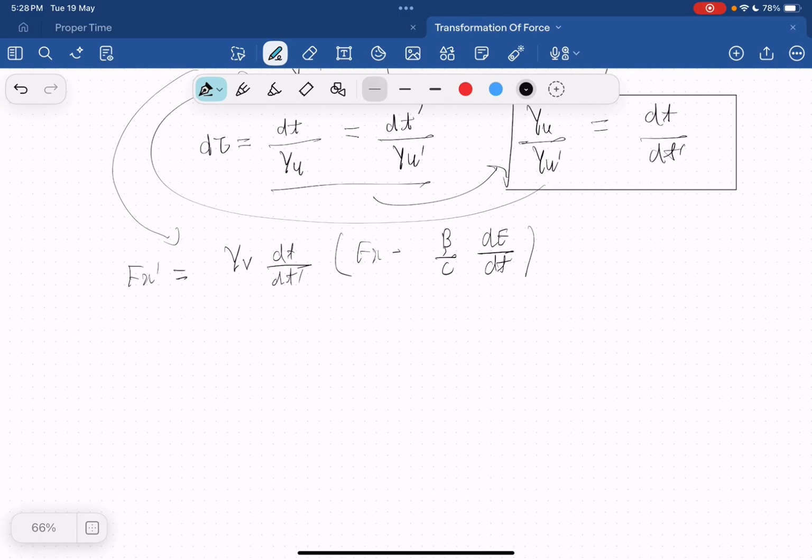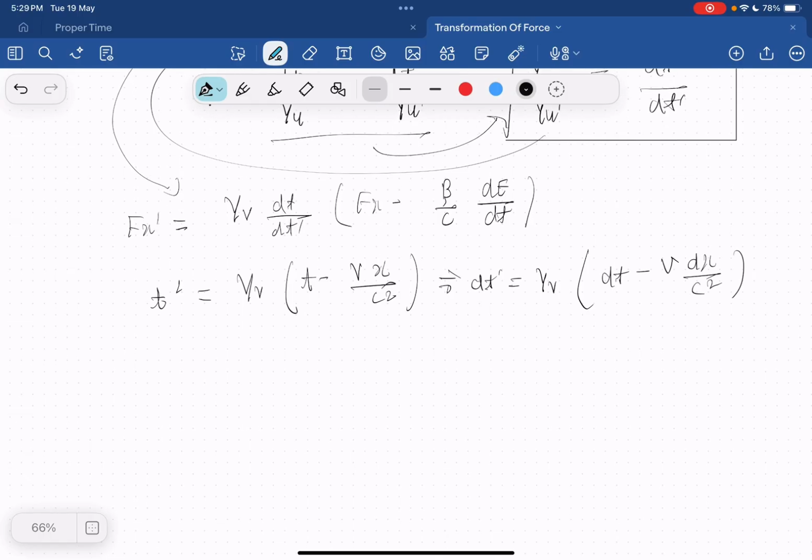Now this dt prime you can find from the Lorentz transformation equation. So dt prime was basically gamma v times t minus vx by c square, right? So your dt prime will be gamma v times dt minus v dx by c square, right?